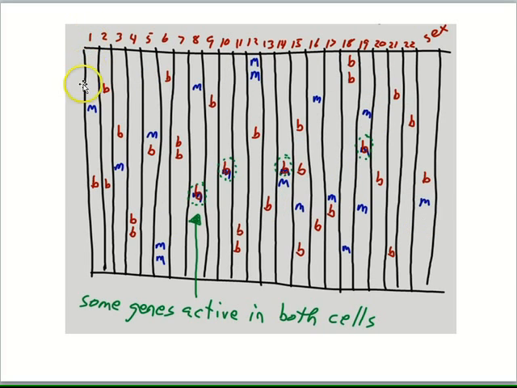On chromosome number 1, there's a gene up here, a muscle gene turned on in muscle cells, but it's not turned on in blood cells. But down here we have a gene on chromosome 1 that is turned on in blood cells, but not muscle cells, and so on across the 46 total chromosomes. So we can think of cell specialization as cells activating different sets of genes in the library that are the chromosomes.